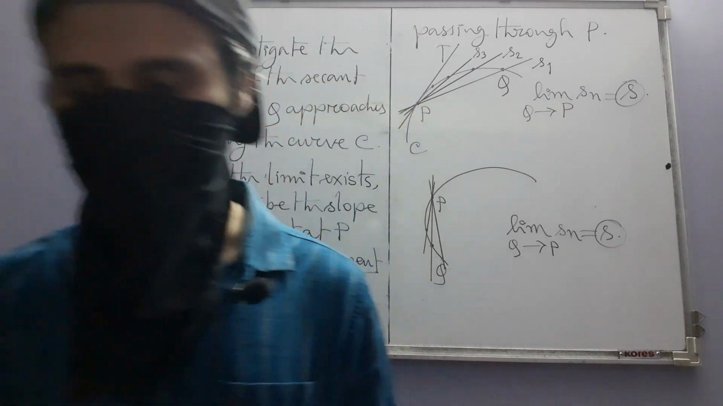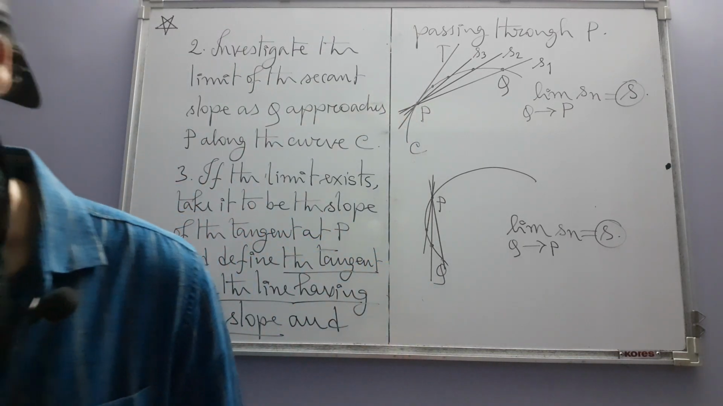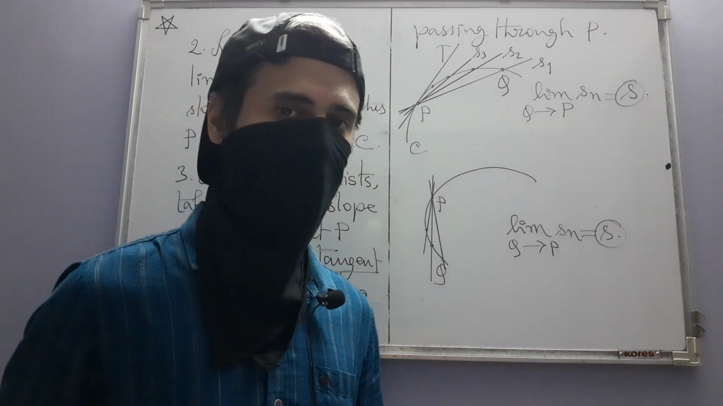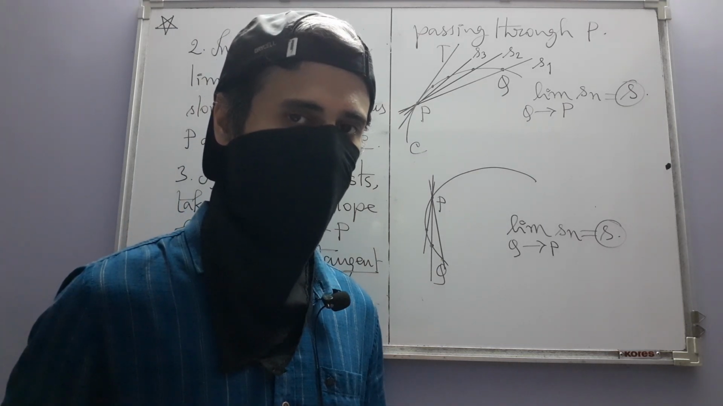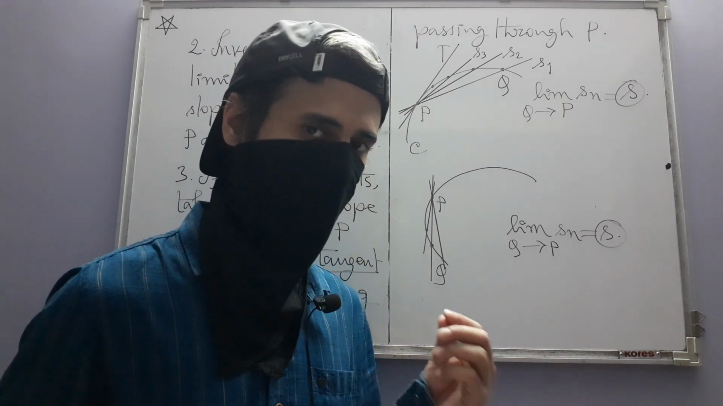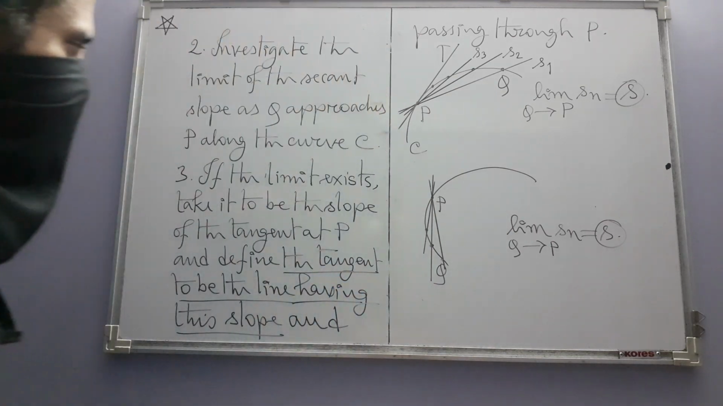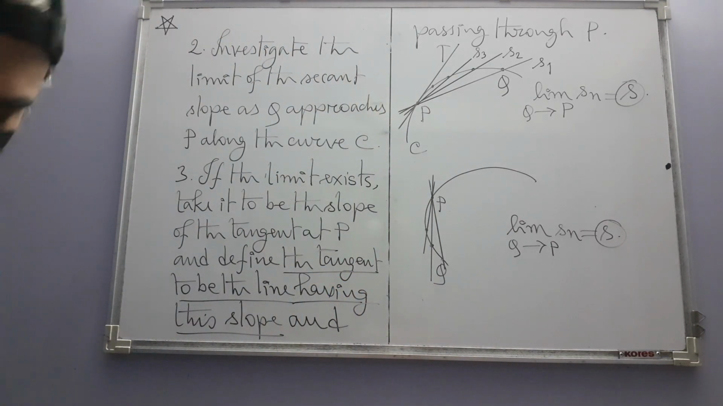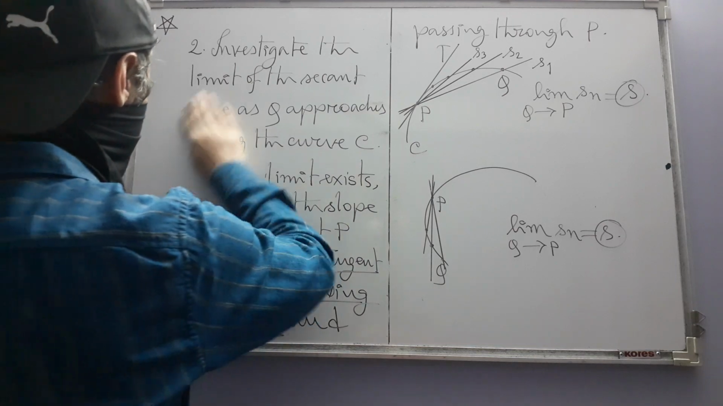Now let's see one example and see how actually we can use this process in a concrete situation to find the tangent to an actual curve at a given point. So this is example 1.